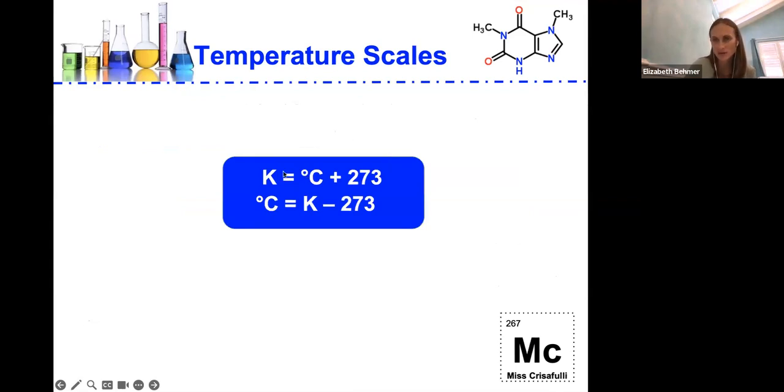And we can use this conversion then pretty easily, going from Kelvin to Celsius. Kelvin would equal the degrees in Celsius plus 273, and Celsius would equal the degrees in Kelvin minus 273.